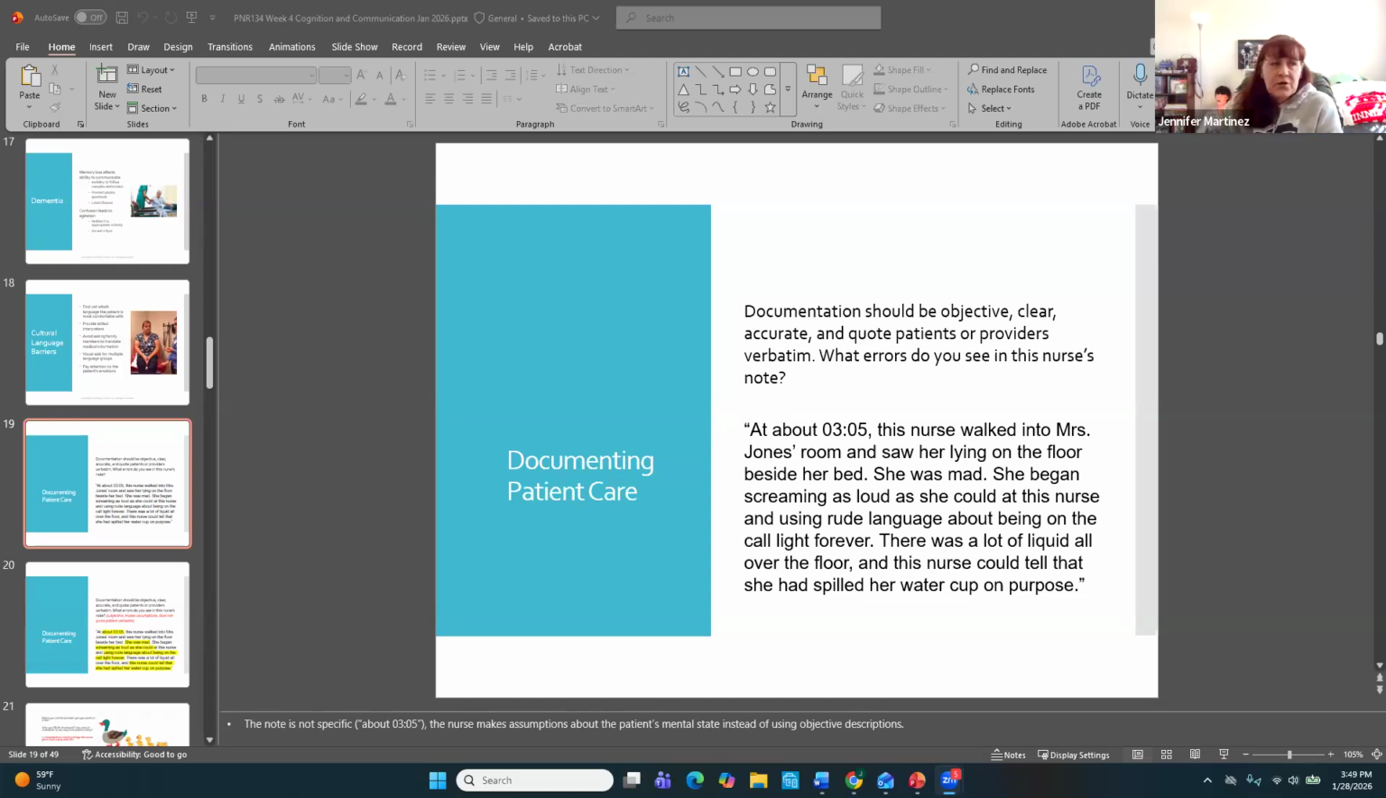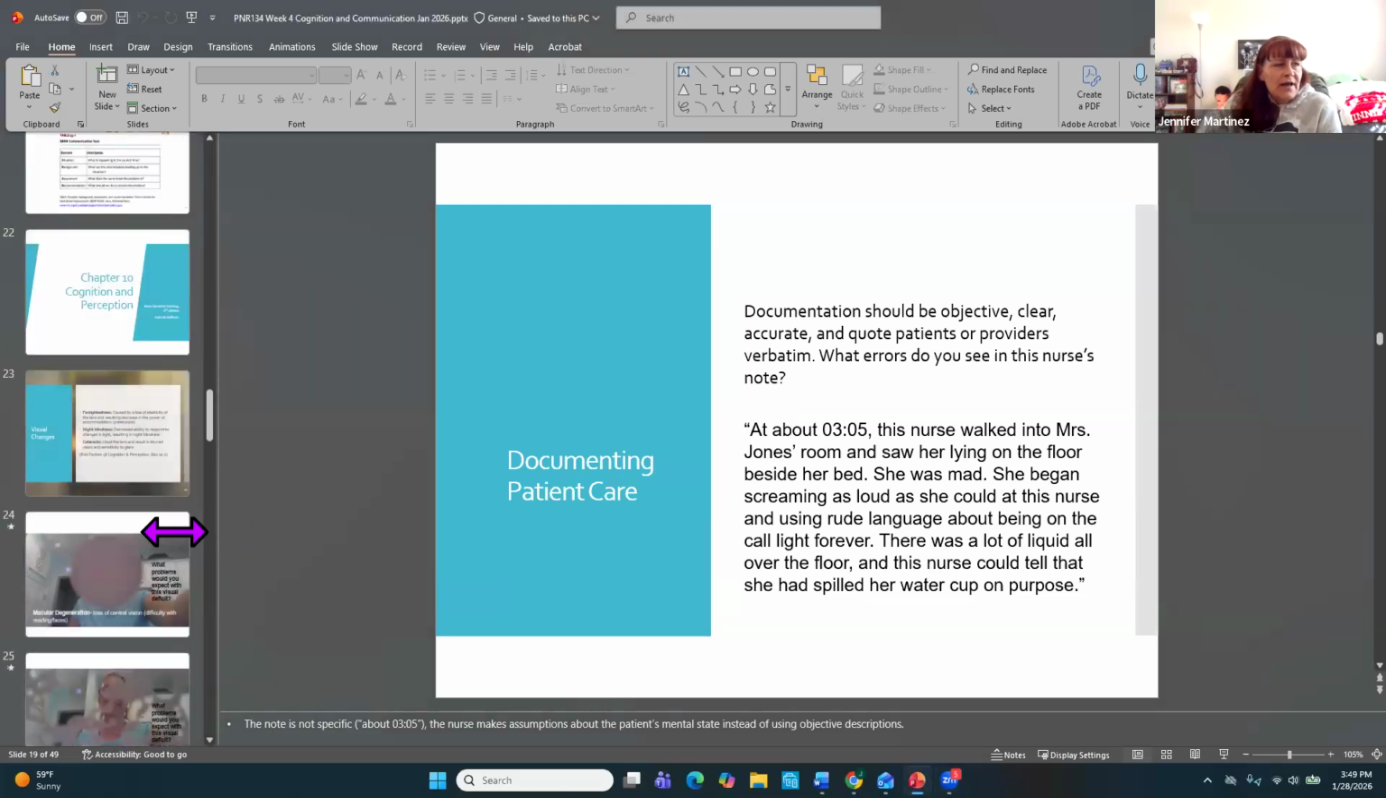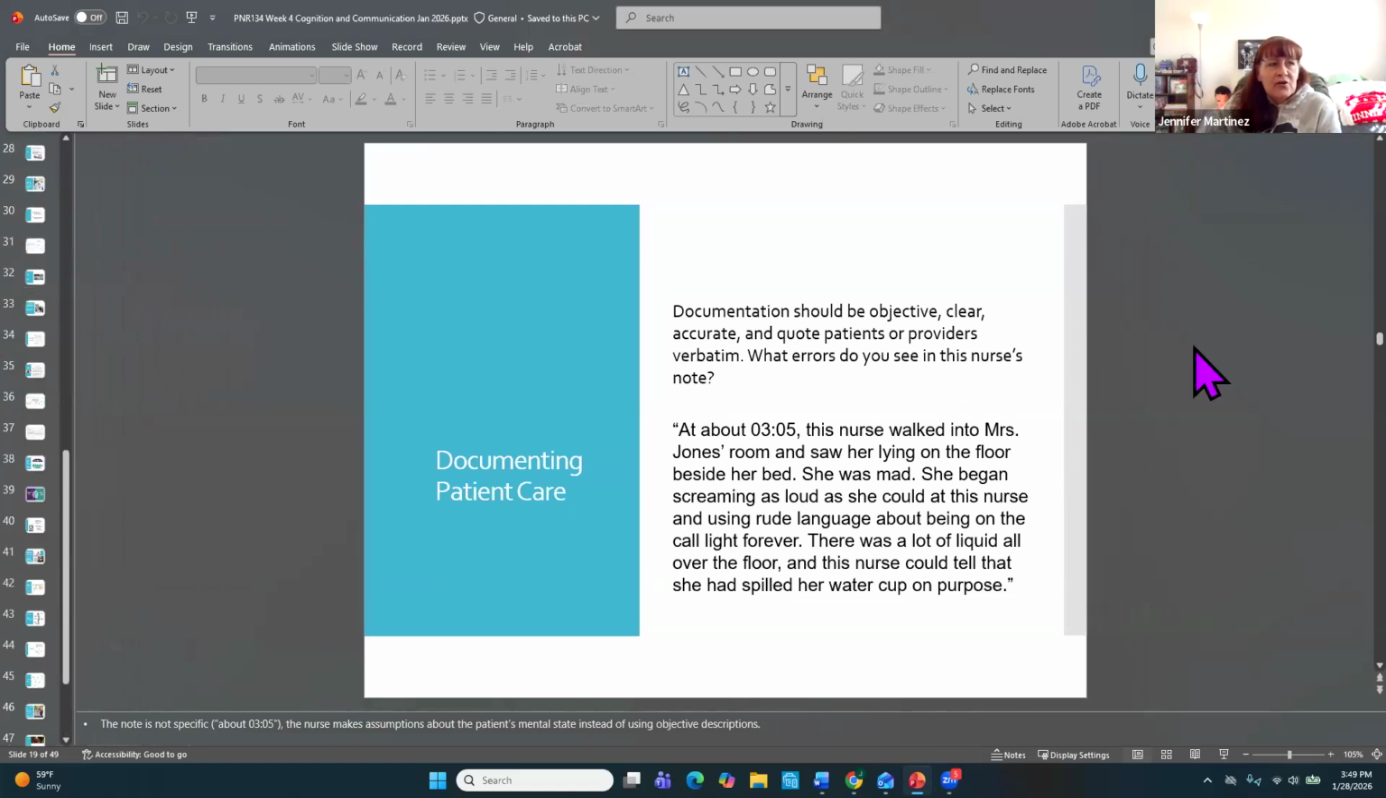So let's look at this note and tell me, what are some errors in this nurse's note? All right, so we have at about 3:05, this nurse walked into Mrs. Jones's room and saw her laying on the floor beside her bed. She was mad. She began screaming as loud as she could at this nurse and using rude language about being on the call late forever. There was a lot of liquid all over the floor, and this nurse could tell that she had spilled her water cup on purpose.